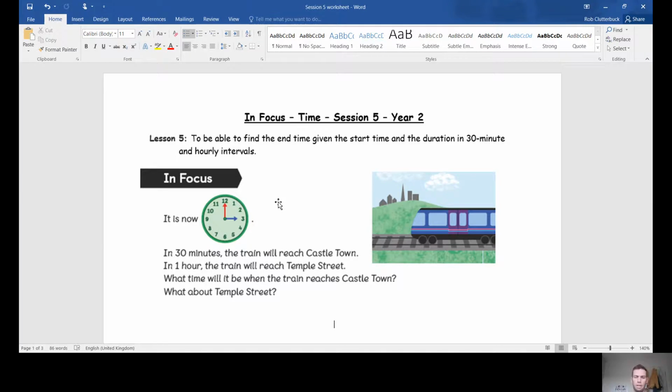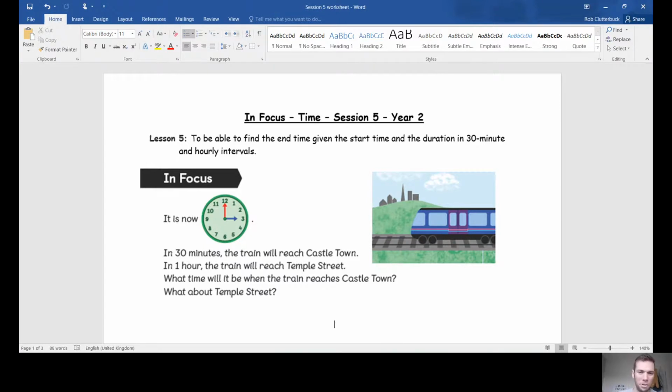So I'd like you to pause the video. I'd like you to have a think. If you've got a paper clock that you've made earlier in the week or the interactive one on the website, I'd like you to use those to see if you can have a think about what time the train will arrive at its 2 destinations. Then you can press play when you're ready for us to have a think and a chat together.